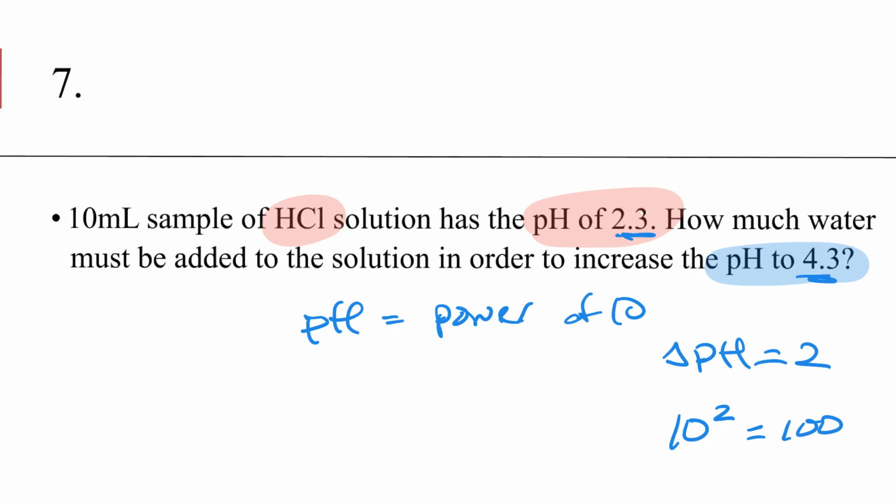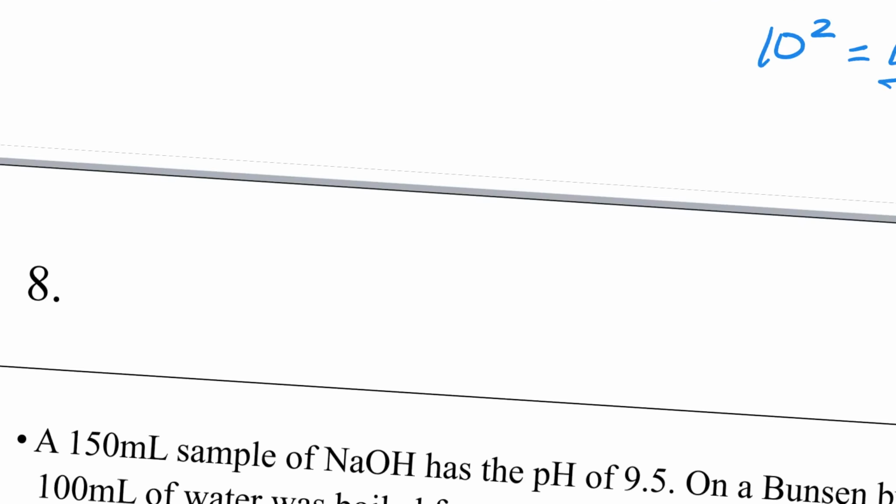need to add about 100 mils of water, all right? Or 2 times of whatever you start off here. So this is 10 mils, all right? And so if you added 10 mils, you change it by 1 pH here. But if you did 10 squared mils, in this case 100 mils, that's 2 pHs. And so that's how much water you will need to add in order to change it by this much. Okay, so let's look at the next question.